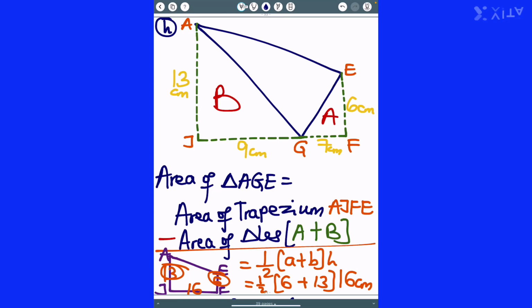Answer question H. Let's continue with question H. In question H, we are to find the area of triangle AGE. This is triangle AGE, so we need this area.